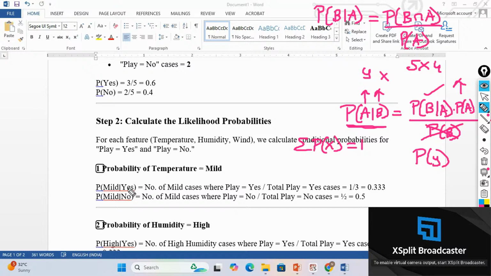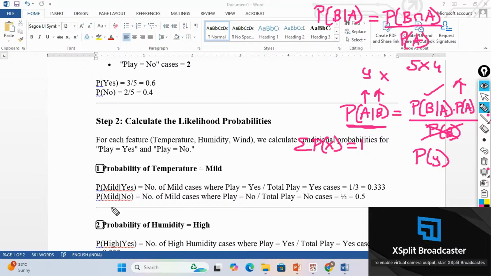That means in how many cases we have play as yes. This is how you can write the formula: number of mild cases where play is equal to yes, divided by total play equals yes cases. We have only one case where the temperature is mild and play is also yes. But how many cases do we have yes? Total yes cases in play is 3. So 1 by 3 is 0.333.